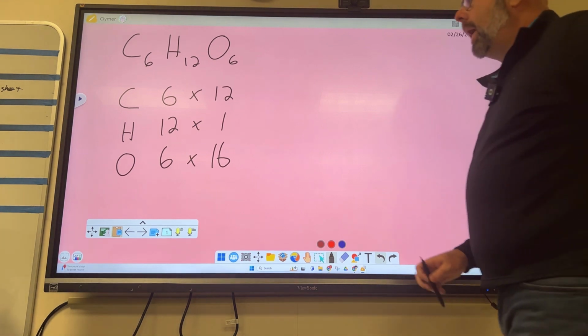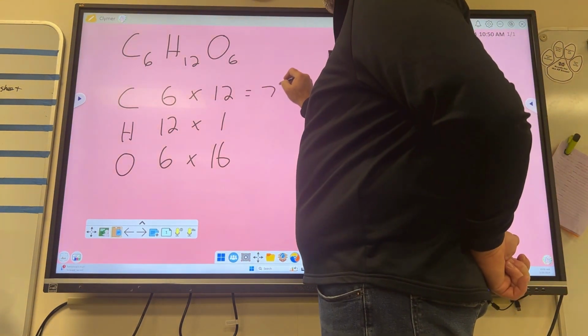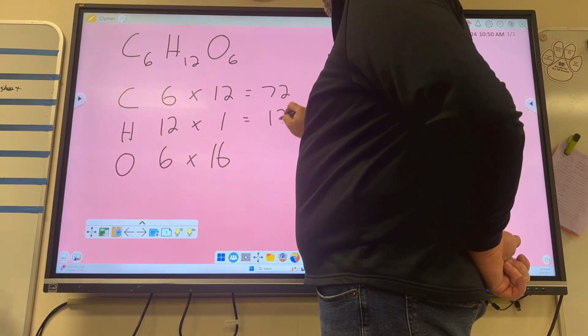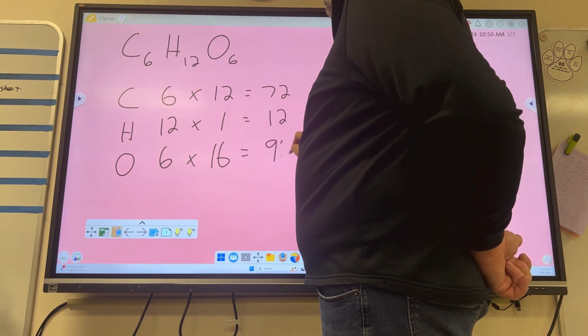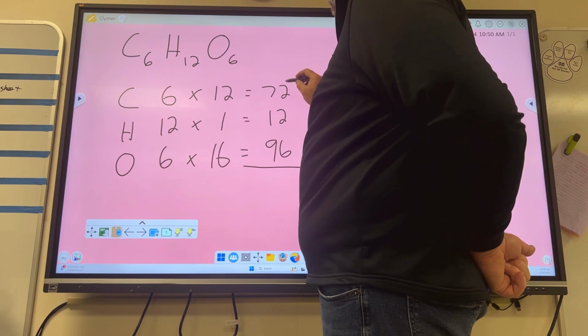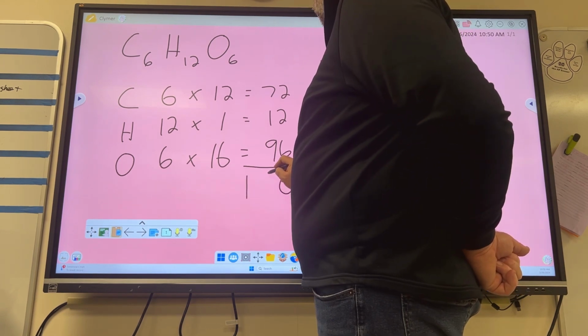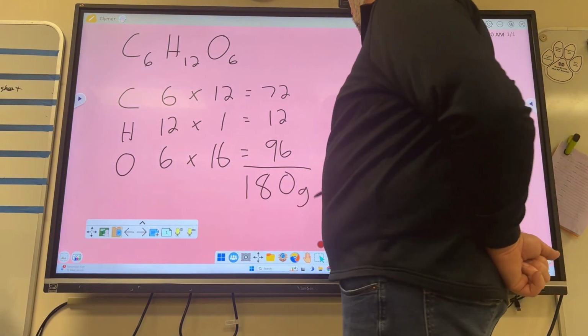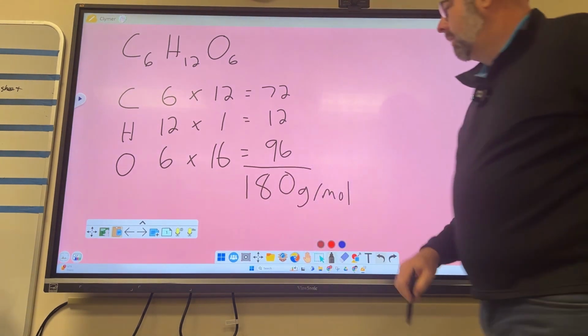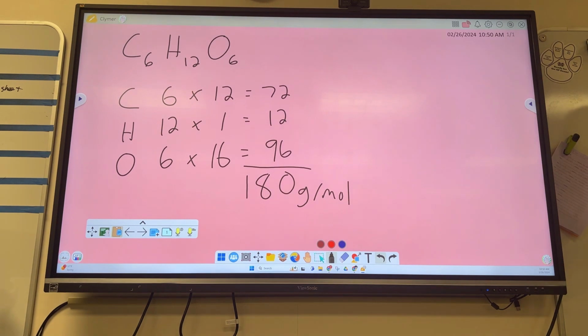We're going to multiply these out. 96? I'm going to total them up. 0, 1, 8. So the molar mass of C6H12O6 is 180 grams per mole. That's what you need to be thinking in your mind when you're looking at this.